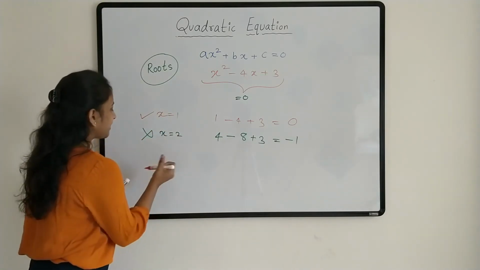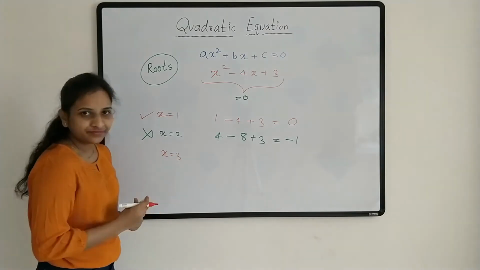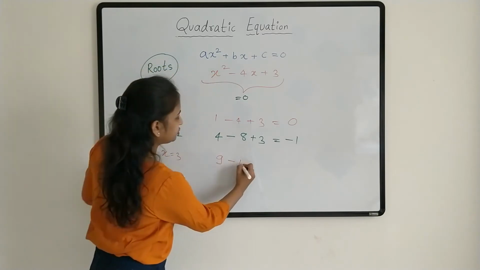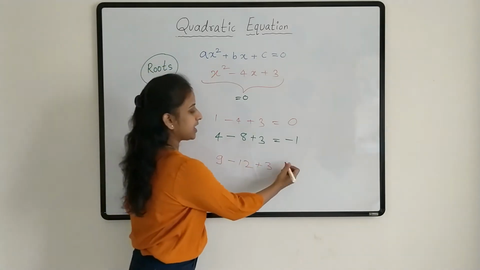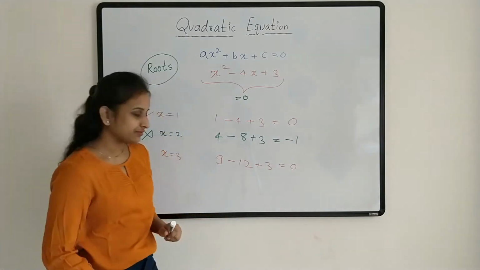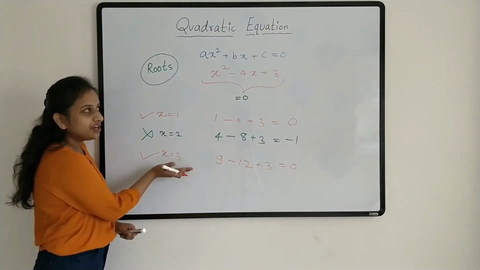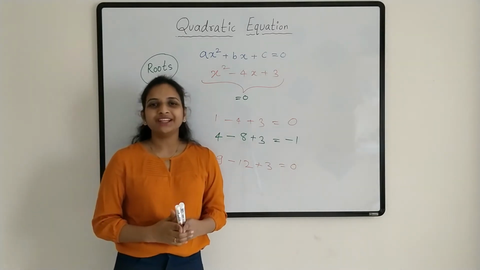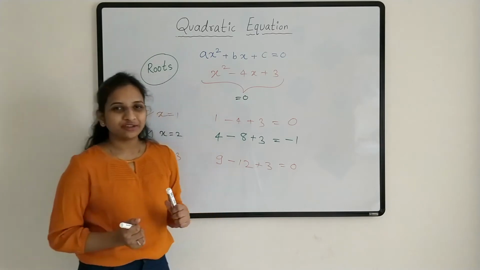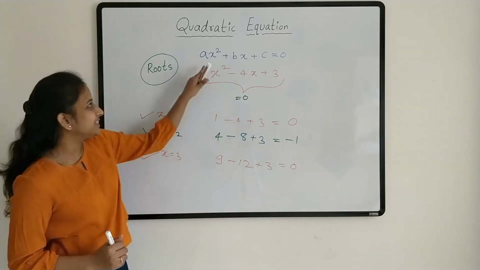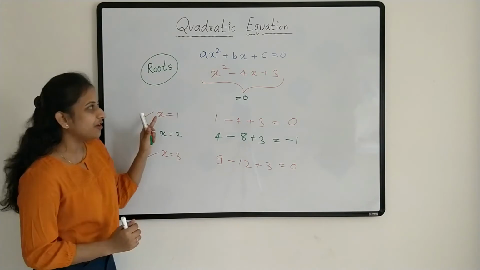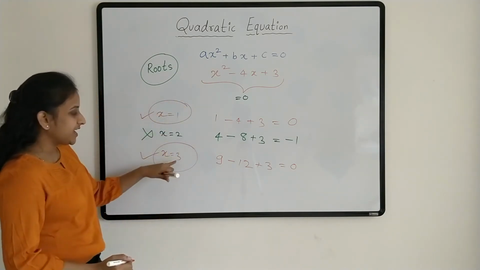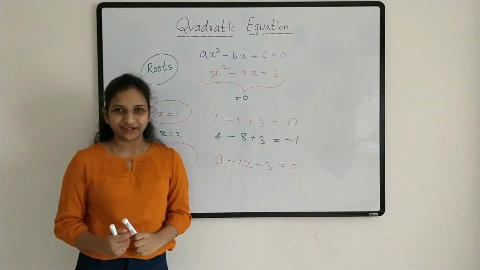Now let's check for x = 3. So 3 in this expression means 9 − 12 + 3. Again this value is 0. That means x = 3 is also a root of this equation. For a polynomial, the total number of roots is equal to the degree of the polynomial. For this quadratic equation, the degree is 2. So there are 2 roots for this quadratic equation. x = 1 and x = 3 are the roots of this equation.